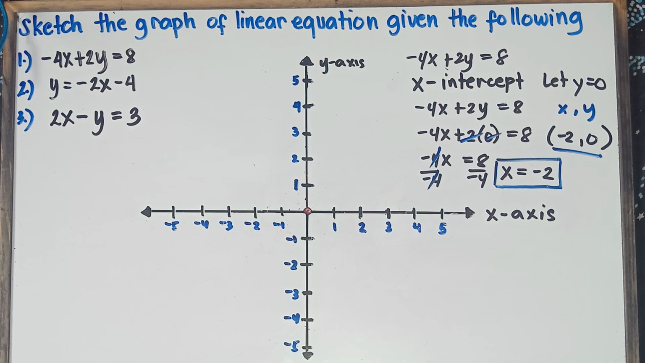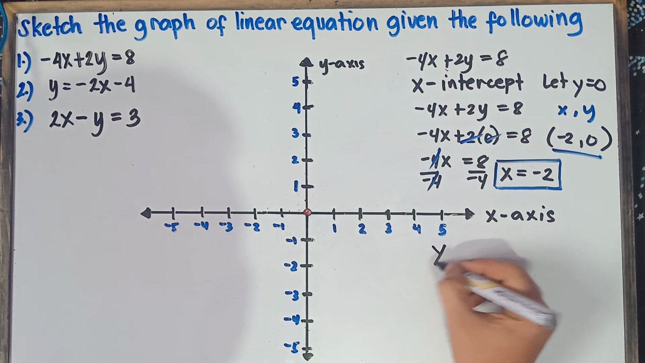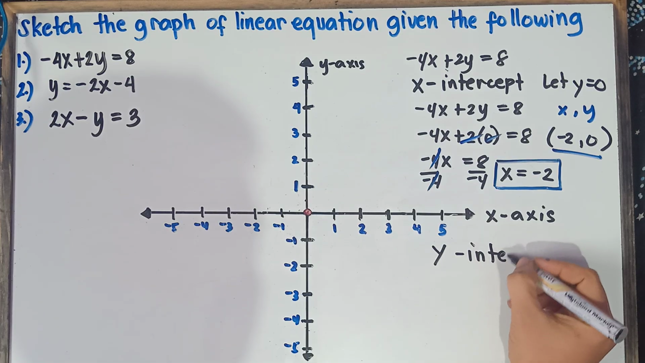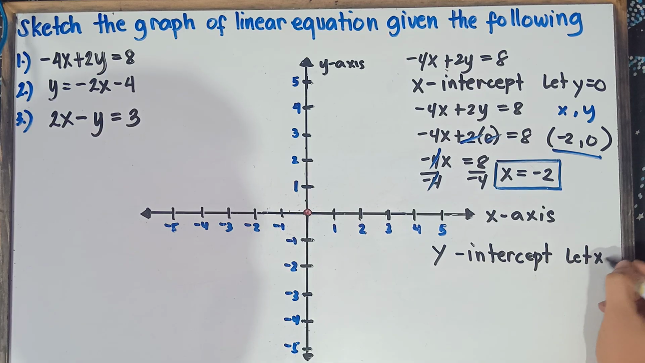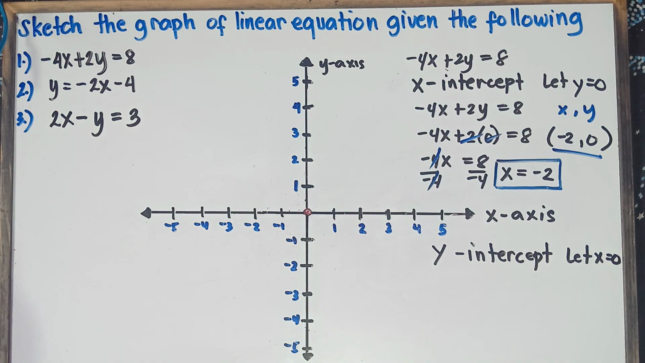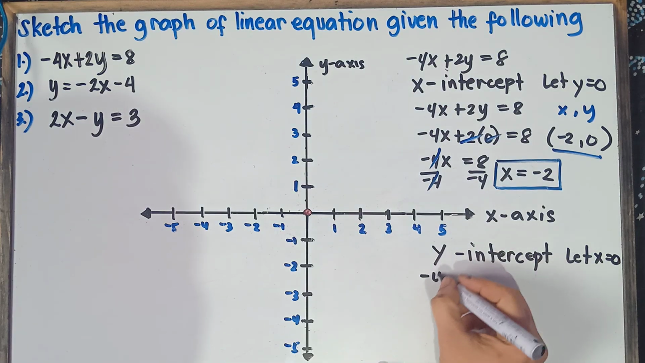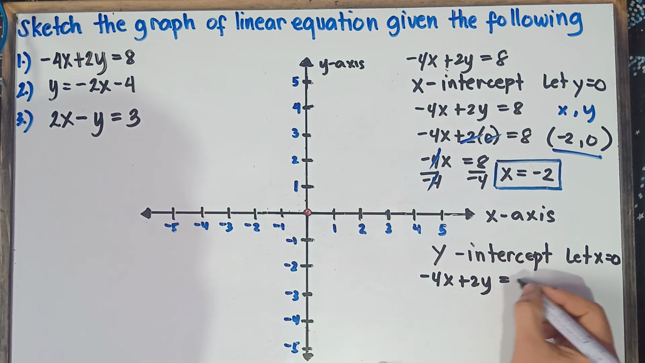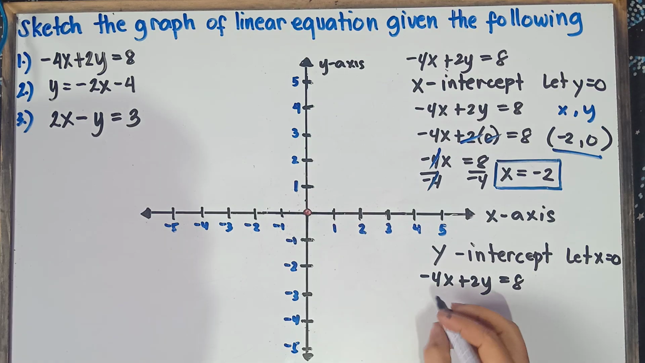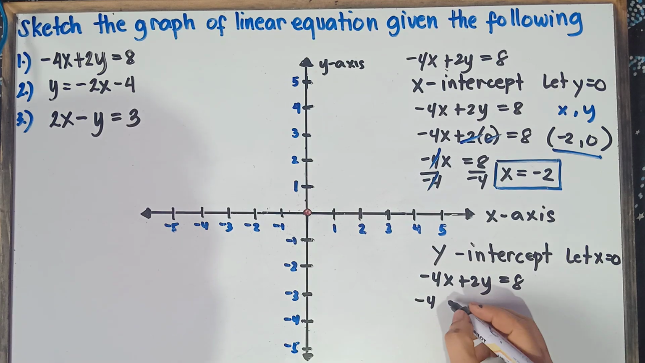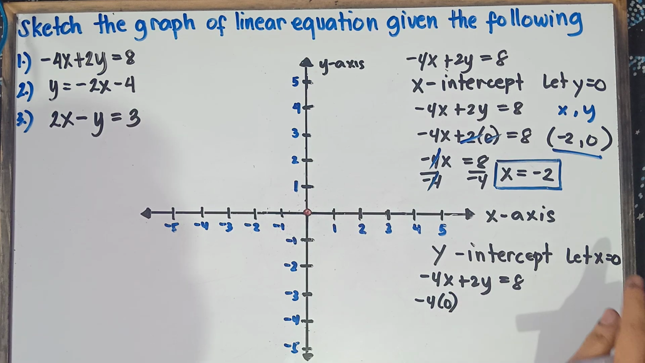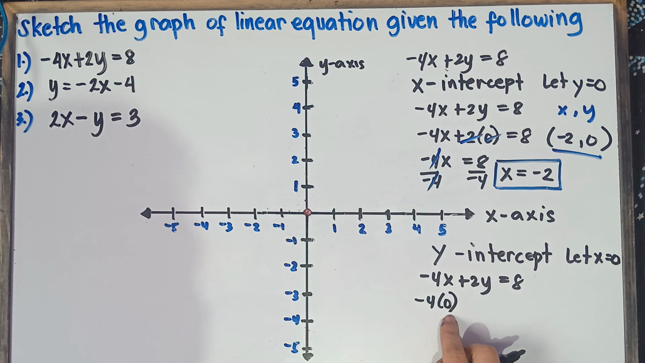Next step is we need to get the y-intercept. To get the y-intercept, let x equal to 0. So copy the equation: negative 4x plus 2y equals 8. We copy negative 4, and then let x equal to 0 to get the y-intercept. So negative 4 times 0. Simply substitute the value of x, that will be 0. So we can simply multiply negative 4 times 0.